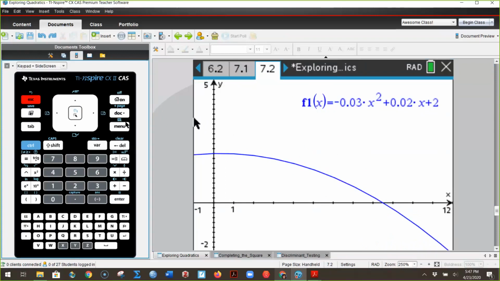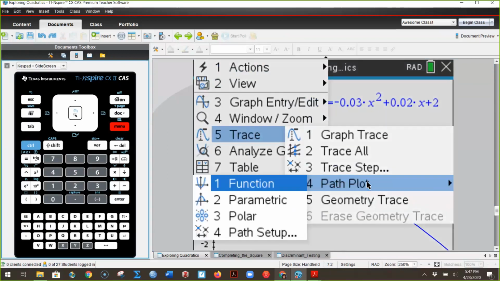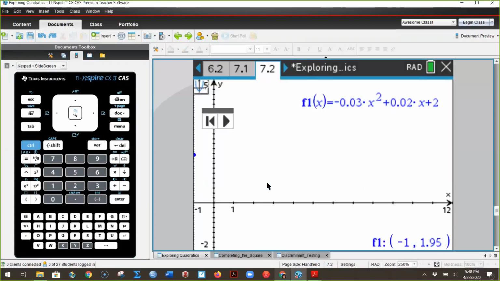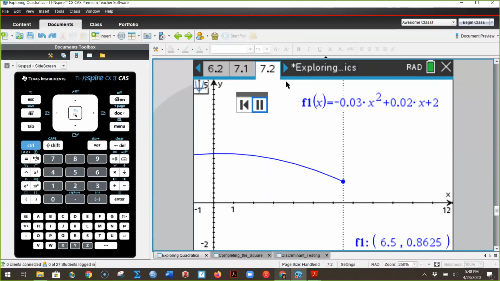What I want to do with my students, and my students don't have the TI-Nspire CXs in their hands, but they see my software. I'm going to go into Menu, Trace, Path Plot, and I'm plotting a function. So now I can actually play this movie, and it is amazing how attuned students will be when they see this movie. So I'm going to just go ahead and start it, and we can see the path. The way I have this problem set up, the horizontal distance away and the vertical distance away.